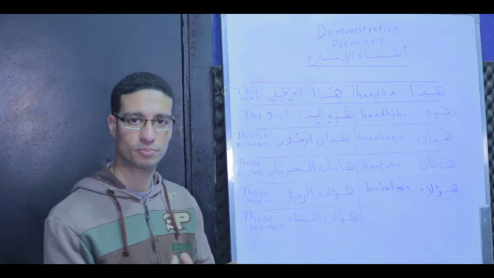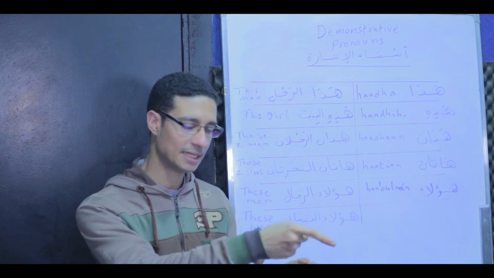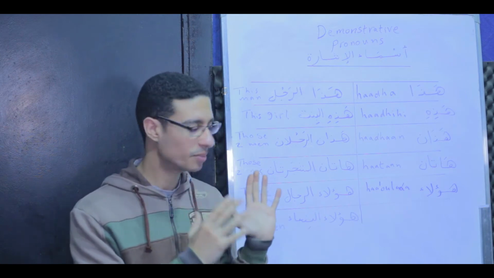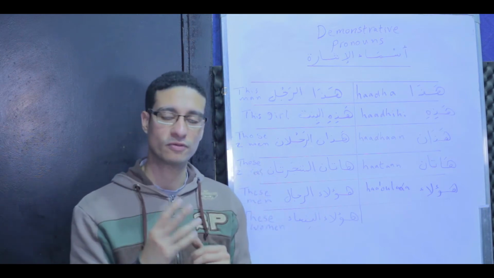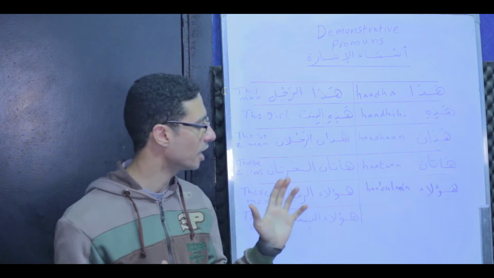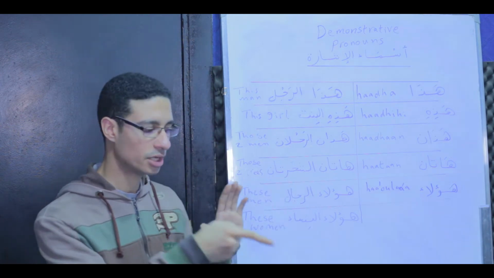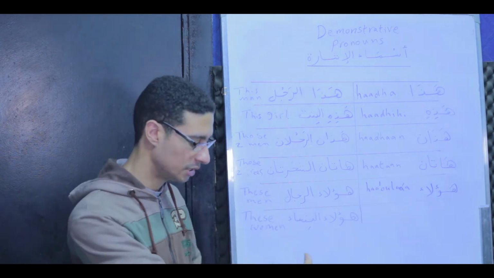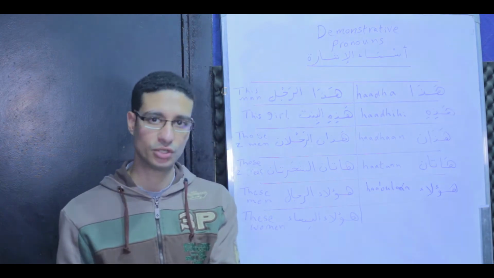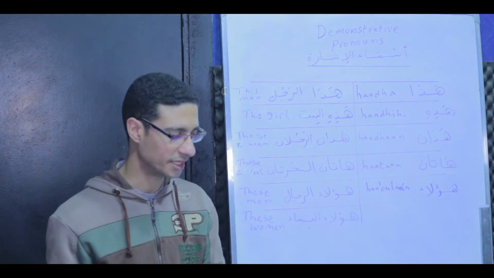Demonstrative pronouns are used to point at something. In the Arabic language we have two types of demonstrative pronouns. The first type is for things that are nearby, that are near you in your place.